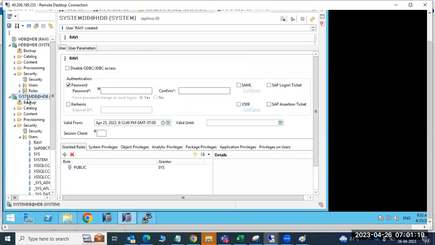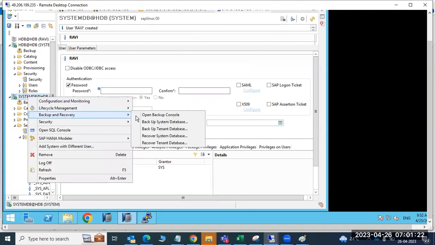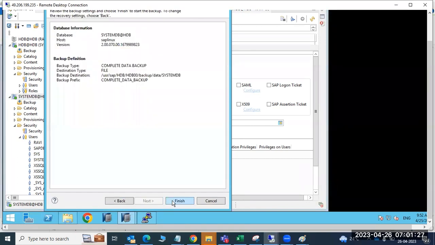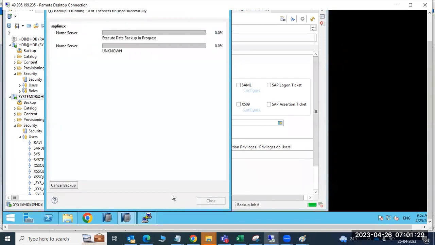But let me take one more backup, a complete DB backup of the system DB, including the name server. One backup I have taken before the creation of the user, and one backup I have taken after the creation of the user. So I am creating two backups now. Now it's taking the backup.